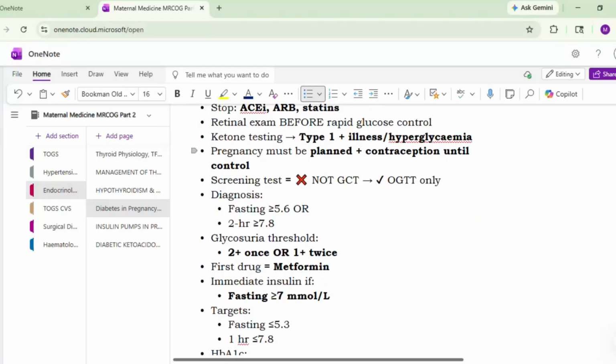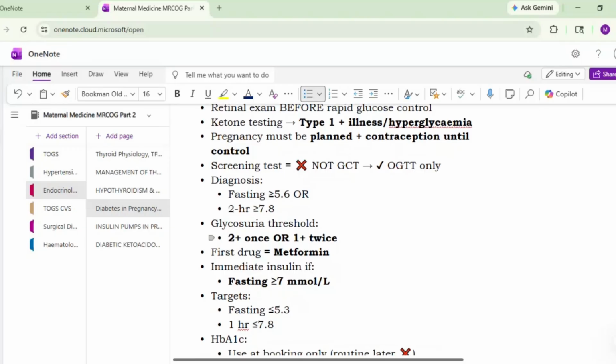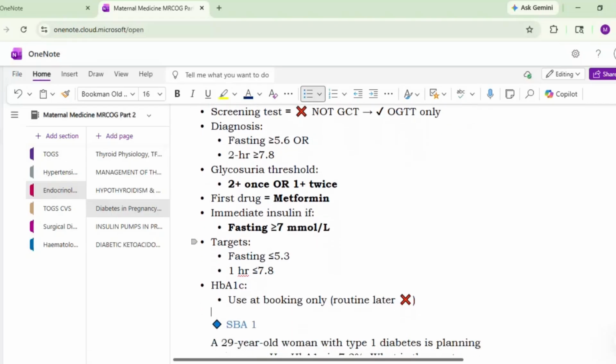Screening test, not GCT, it is OGTT only. Okay. Then diagnosis 5, 6, 7, 8. This is what we have just mentioned. Glycosuria threshold 2 plus once or 1 plus more than twice. Okay. First drug is metformin. Immediate insulin if the fasting is more than or equal to 7 millimoles. Target should be less than 5.3 fasting. 1 hour should be less than 7.8. Okay. HbA1c use at booking only.